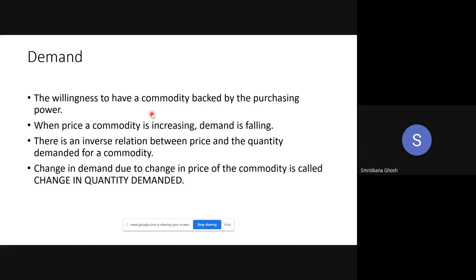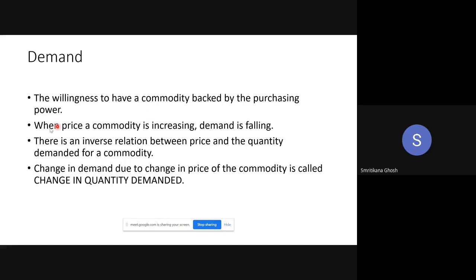Is it clear? Yes, ma'am. So for example, say I'm sitting in my home and I'm thinking, okay, tomorrow I want to go to Switzerland. This is my willingness. The question is whether I have that much money in my account or not. If I have the money, then it is my demand. If we don't have the money, then this is just my eagerness to go there, nothing else. This is not my demand. So demand must be backed by your purchasing power.